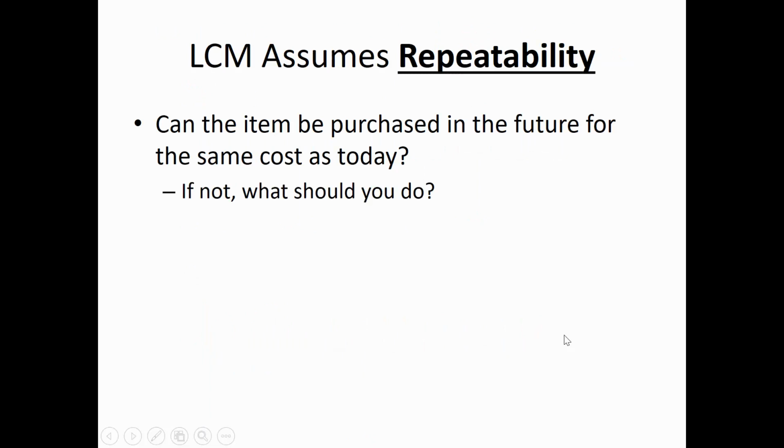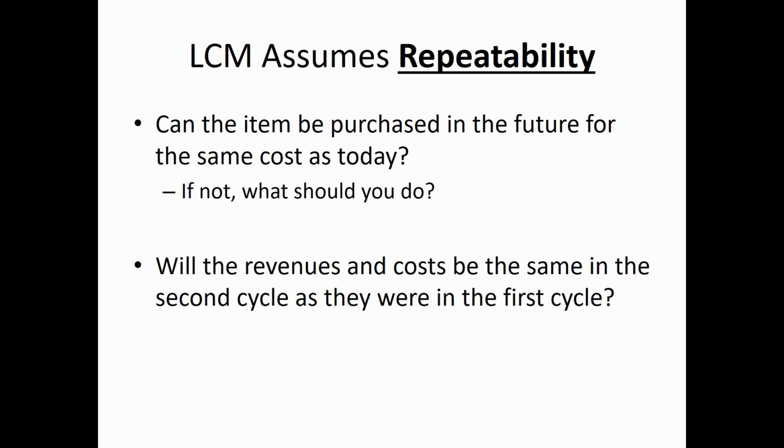So if the item can't be purchased for the same price in the future, you could just make an adjustment on what you expect the purchase price to be. The other thing to do kind of a reality check on is whether the revenues are going to be the same in the second cycle that they were in the first. You know, maybe you're able to collect more revenue in the future as prices in the market go up.